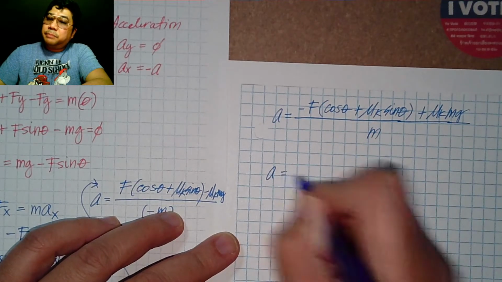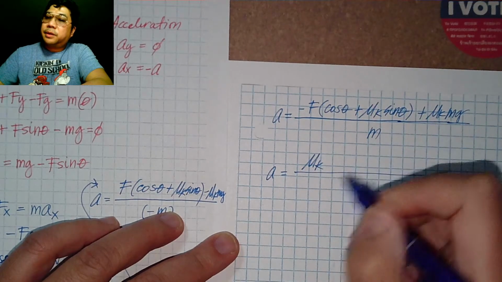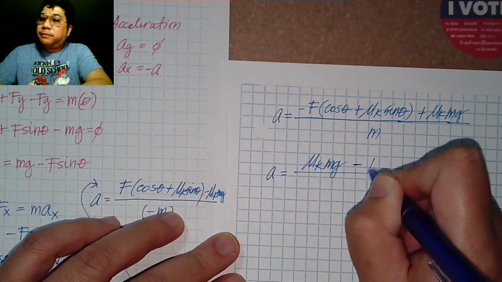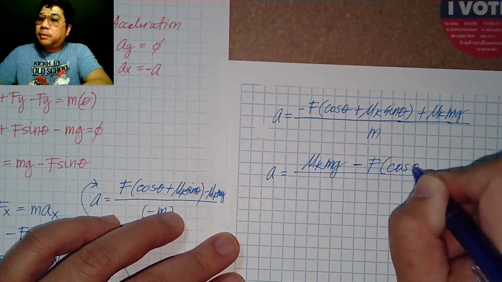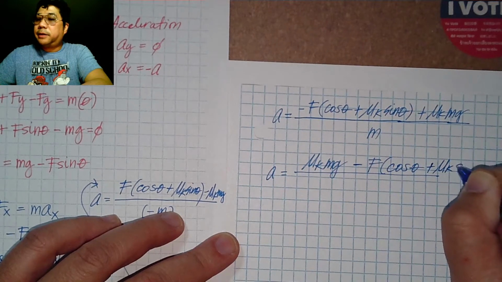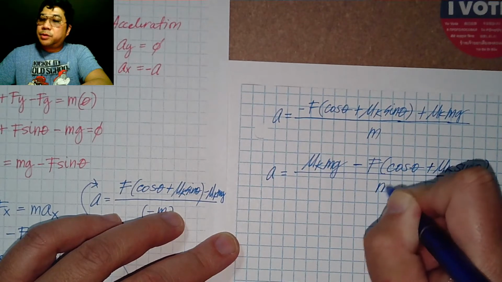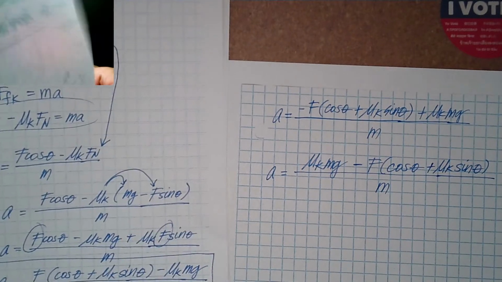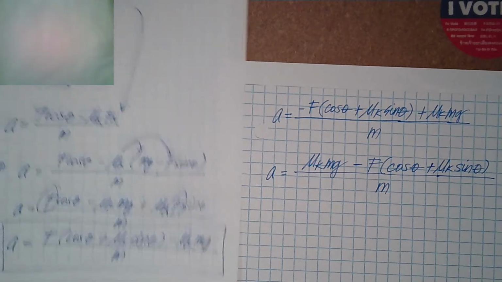So it looks good. We have mu k m of m multiplied by g minus f cosine theta plus mu sub k of sine theta over m. So that's basically the difference between our answer earlier in the previous question. I think that's video number 7. Okay, correct me if I'm wrong.